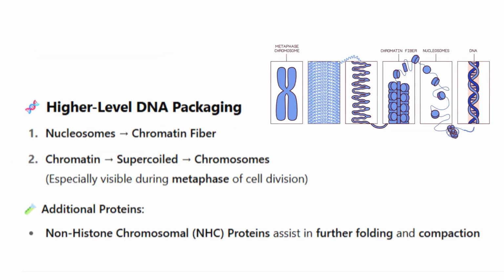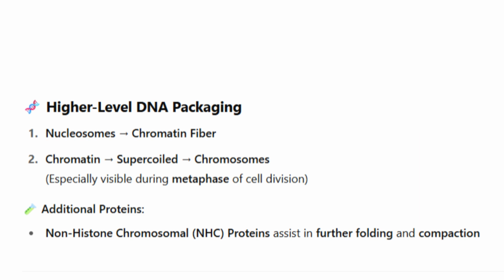Higher-level DNA packaging: nucleosomes form the chromatin fiber. Chromatin is supercoiled into chromosomes, especially visible during metaphase of cell division. Additional proteins: non-histone chromosomal proteins, NHC. These proteins assist in further folding and compaction.